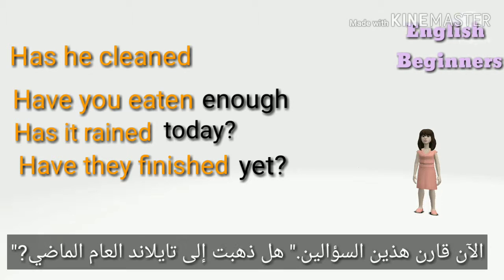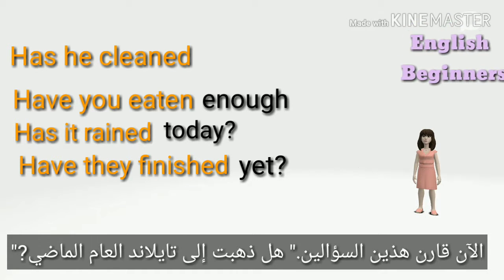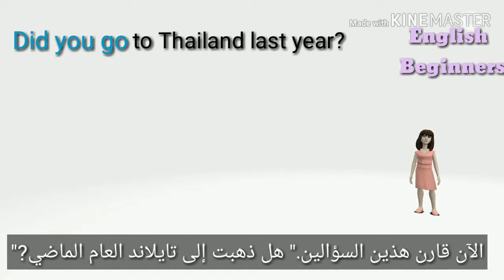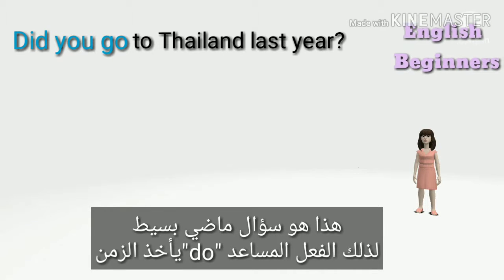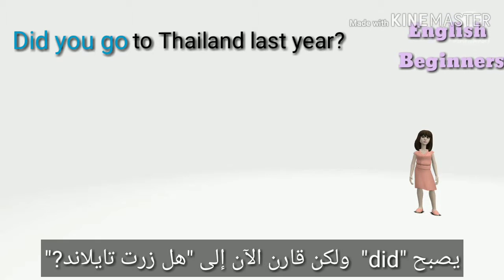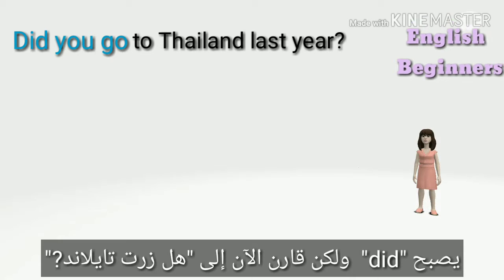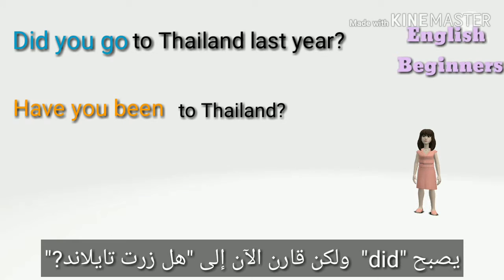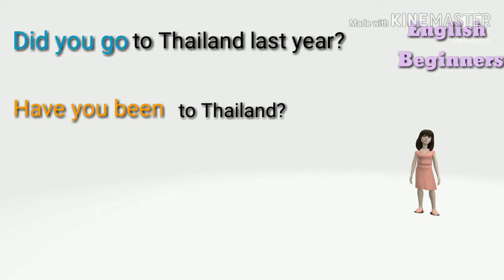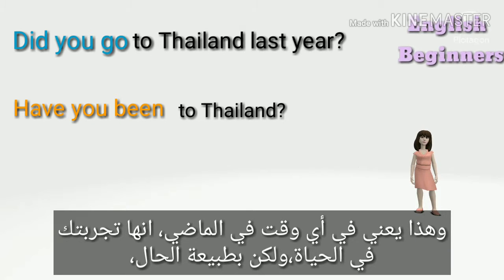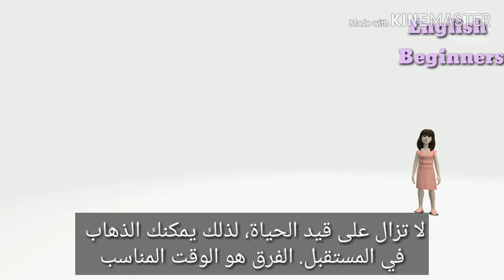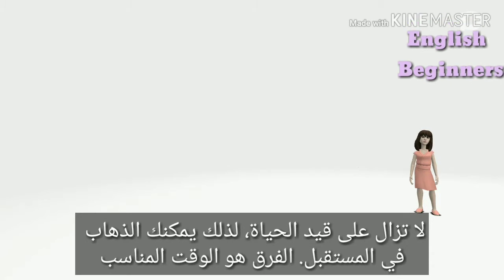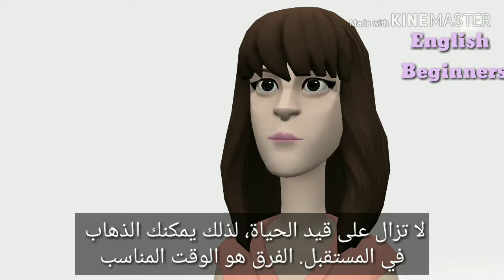Now compare these two questions. Did you go to Thailand last year? This is a past simple question, so the auxiliary verb do takes the tense. It becomes did. But now compare it to have you been to Thailand? This means at any time in the past. It's your life experience. But of course, you're still alive, so you may go in the future. The difference is the time reference.